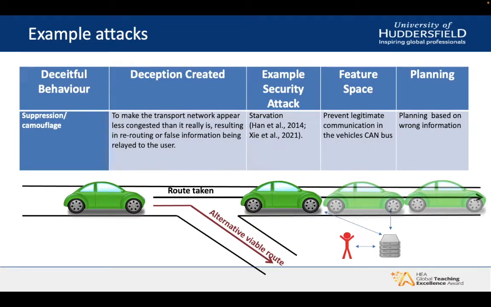So now let's have a look at some example attacks against these deceitful behaviours we've had a look at, the different deceptions, and what their impact could be on the feature space, and also relating to planning. I've put some images together to try and explain them a bit more clearly. As I'm going through these next slides, you'll notice there are some references in here to the specific attacks mentioned.